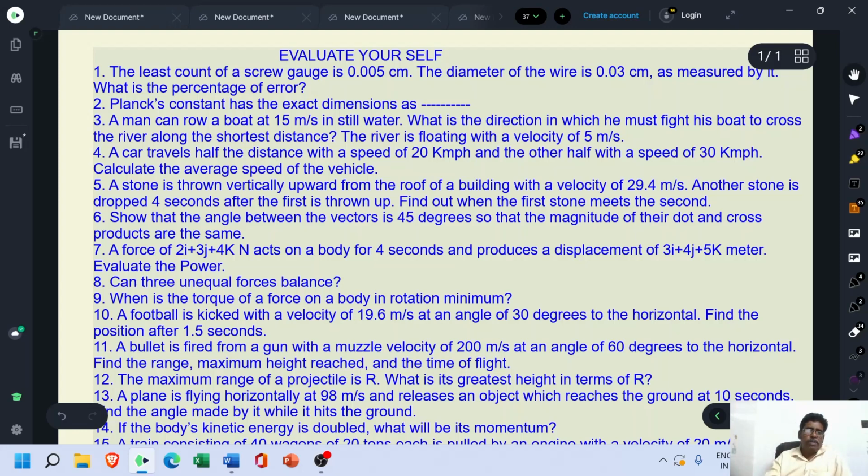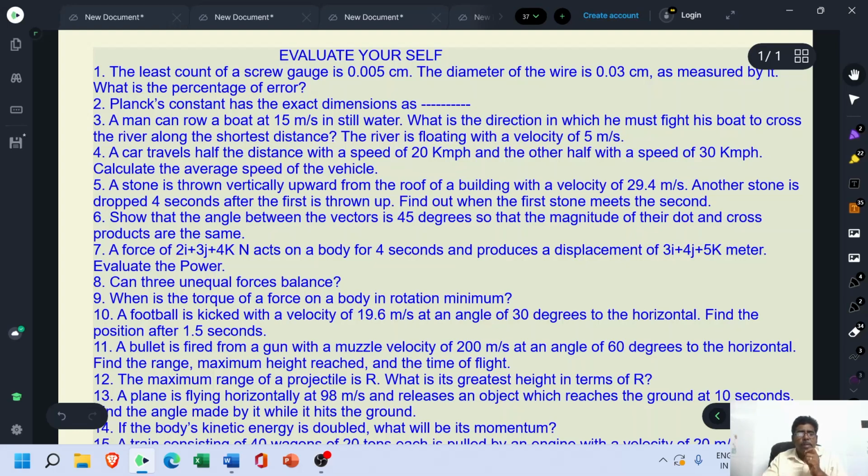We will go to the questions. The first question is, the least count of a screw gauge is 0.005 centimeter. The diameter of the wire is 0.03 centimeter as measured by it. What is the percentage of error? Planck's constant has the exact dimensions as dash.